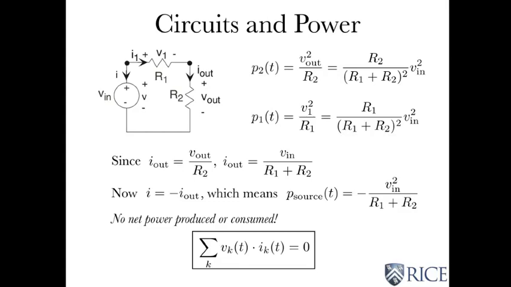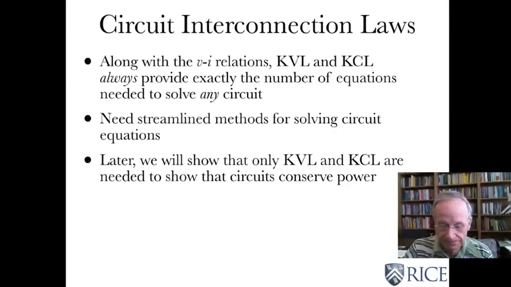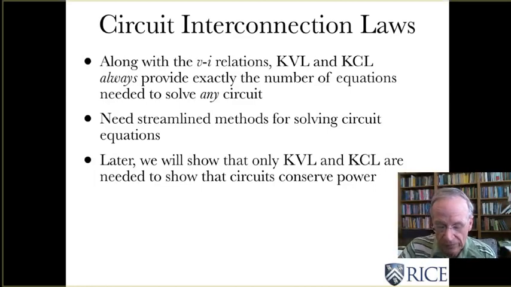This is the general formula: for a given circuit, if you sum over all the circuit elements, the sum of the VK, IKs has to be 0. We'll prove that later. Along with the VI relations, KVL and KCL always give you exactly the number of equations you need to solve any circuit. Of course, you don't need the whole set of equations. What I mean by that is, if there's an n-node circuit, you need n-1 KCL equations. And for the number of openings, or loops, in a circuit, that's how many KVL equations you need to write.